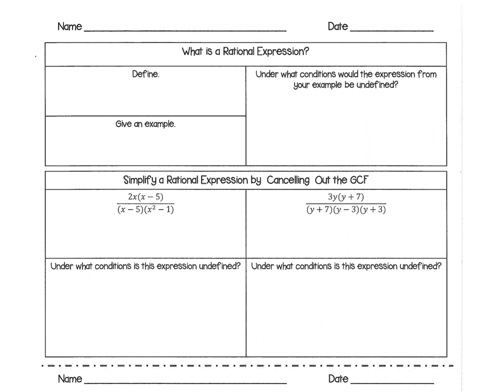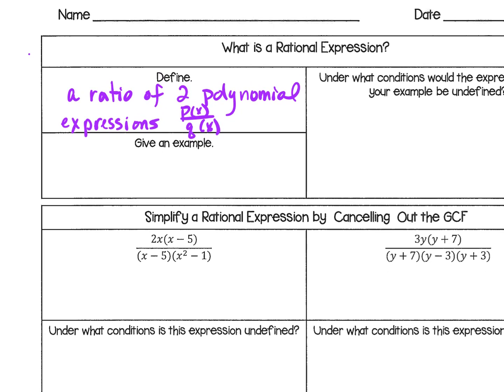So let's talk about what is a rational expression. A rational expression is a ratio of two polynomial expressions. Basically, usually I'll say P of X over Q of X. Okay? P of X over Q of X.